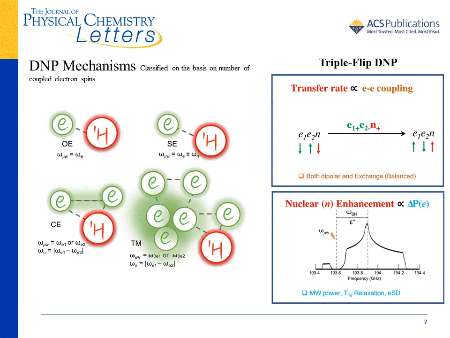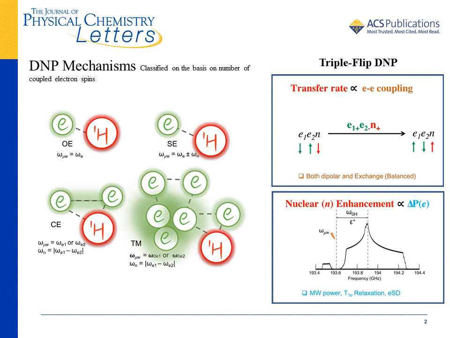A keystone feature of the triple flip mechanism is that it does not require microwaves to drive the flip-flop-flip transition. Rather, microwave irradiation only serves to create a large net polarization difference, or delta PE, between the electron spin pairs separated by the nuclear Larmor frequency across the electron paramagnetic resonance, or EPR, line. The amplitude of nuclear spin polarization is then proportional to delta PE.